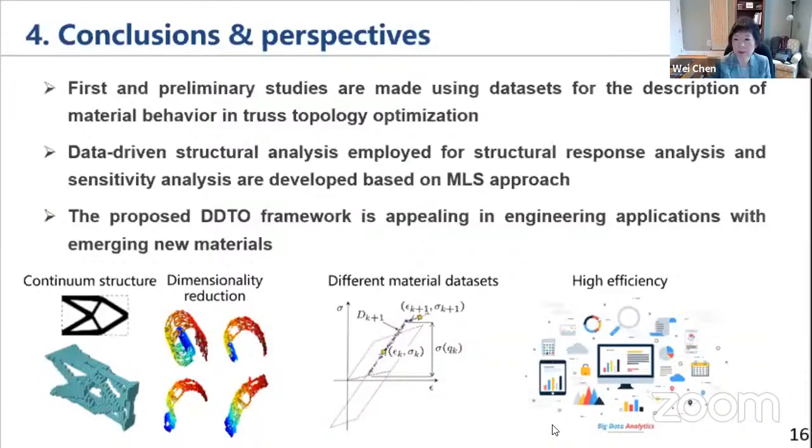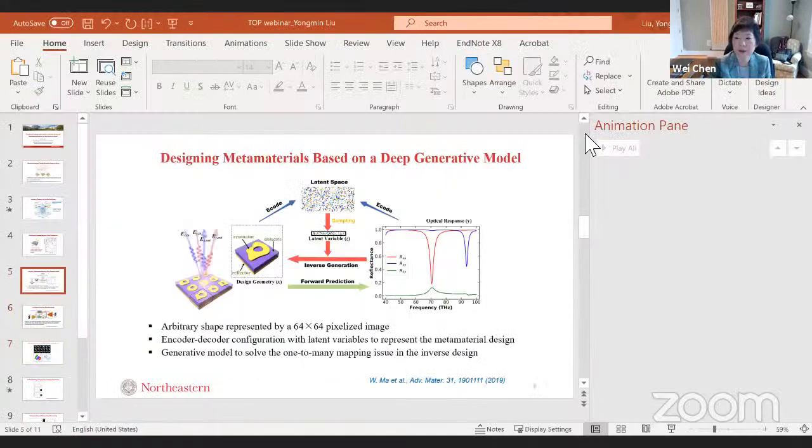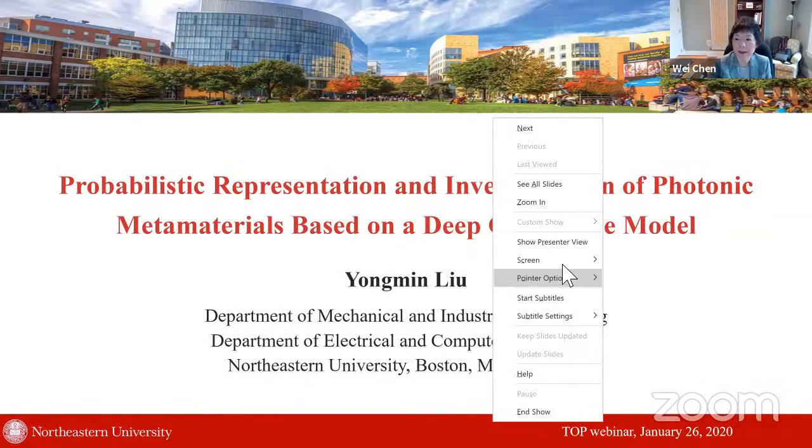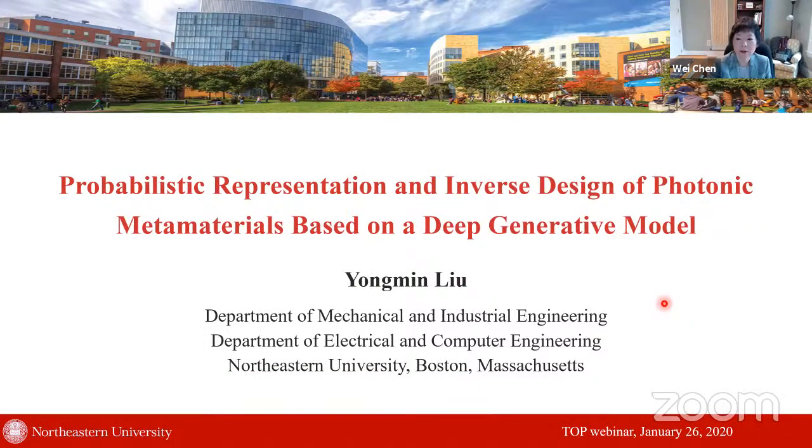All right. So let me introduce our next speaker. Our next speaker is Professor Yongmin Liu. Professor Liu is currently an associate professor at Northeastern University in the US. His research interests include nano-optics, metamaterials, and very recently deep learning-assisted photonic design. His talk is on probabilistic representation and inverse design of metamaterials based on a deep generative model with semi-supervised learning strategy. This work was published in Advanced Materials. Professor Liu, please.